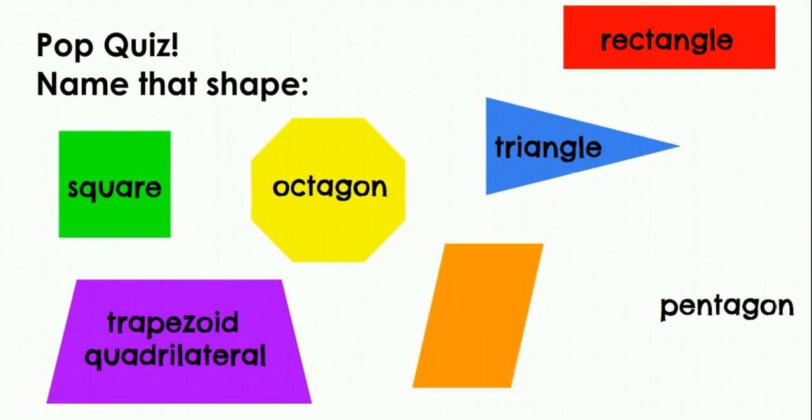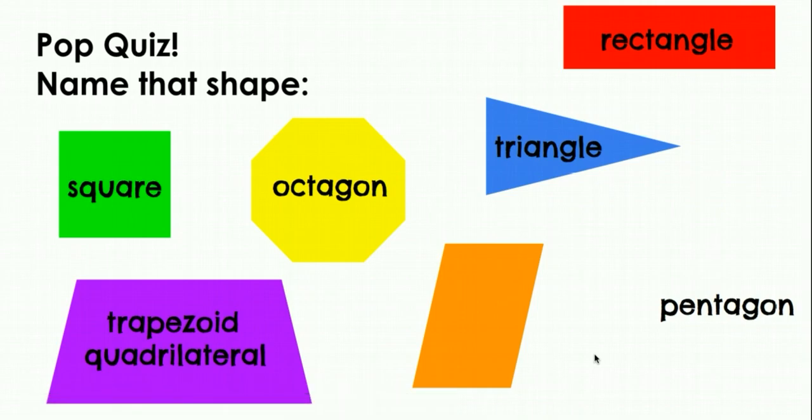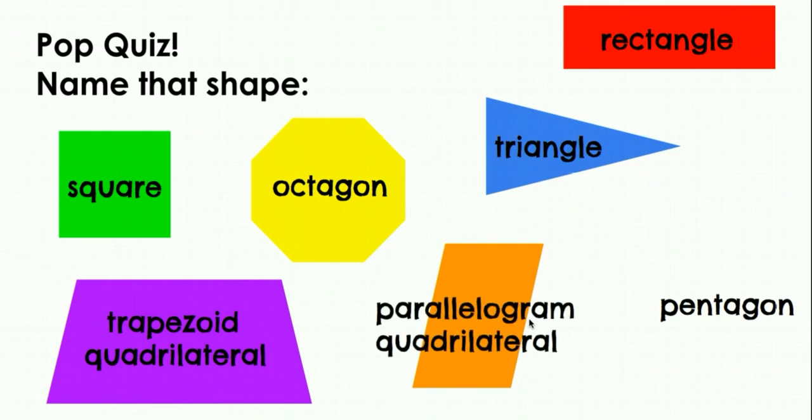What about this one? I'm noticing 1, 2, 3, 4 sides. So we know it could be called, good, a quadrilateral. 2 pairs of parallel sides, but one side is shorter than the other. Did you say parallelogram? If so, you're right.